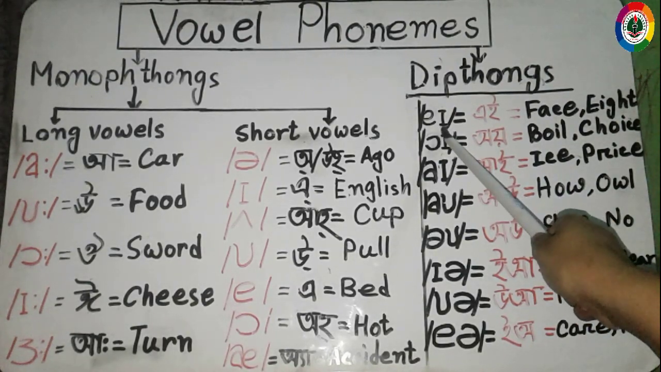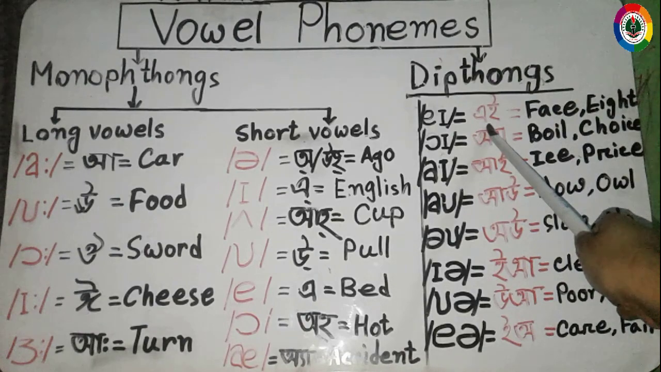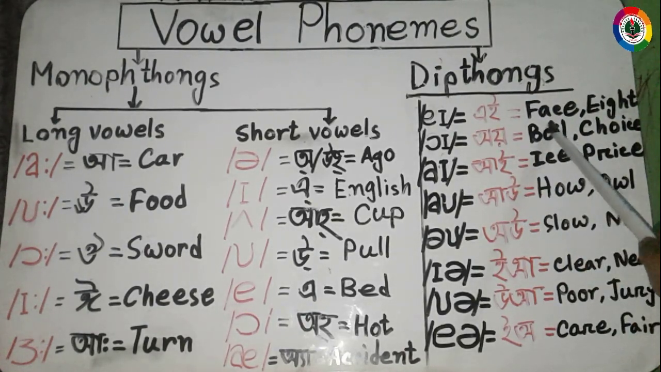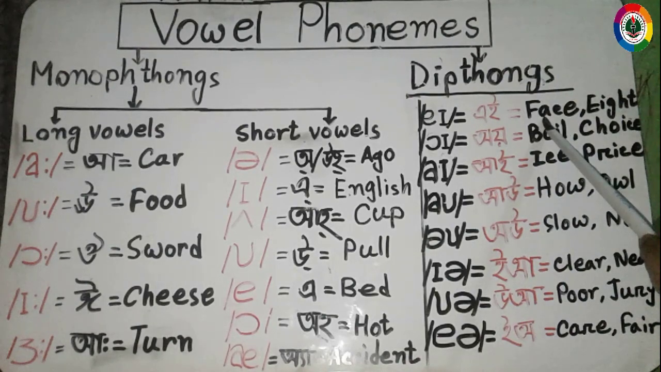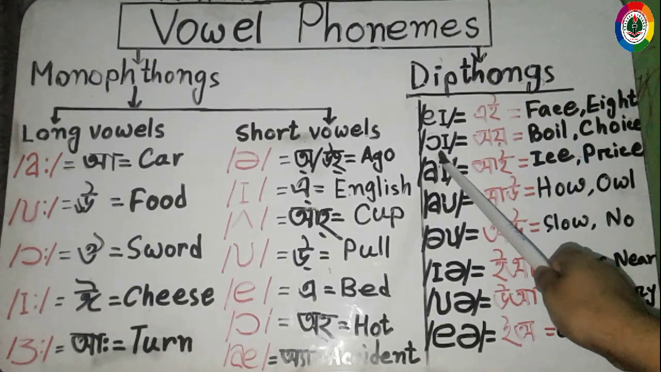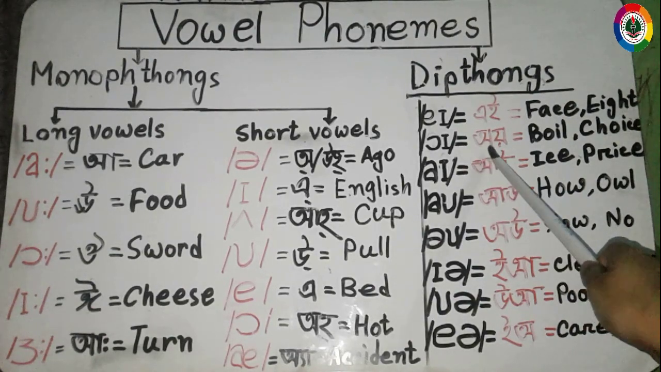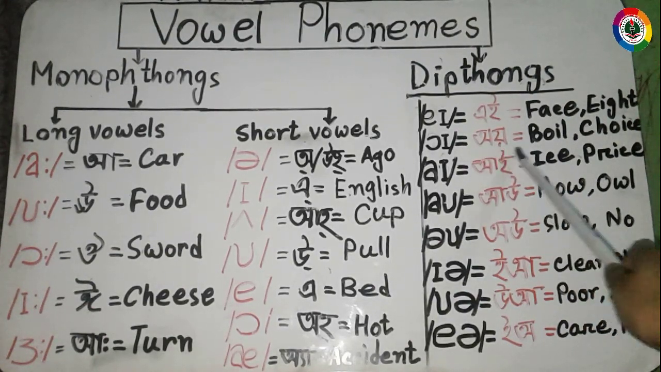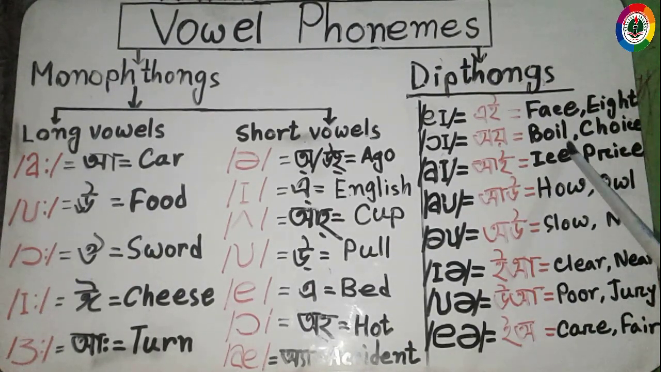So the phoneme sign for this sign is E and I, and the phoneme pronunciation is A, like face. We can see how face is altered with an A and then ends in an E, like face. Then move to this sign, O and E, and its combining phoneme sound is oi. The examples are like boil, choice.